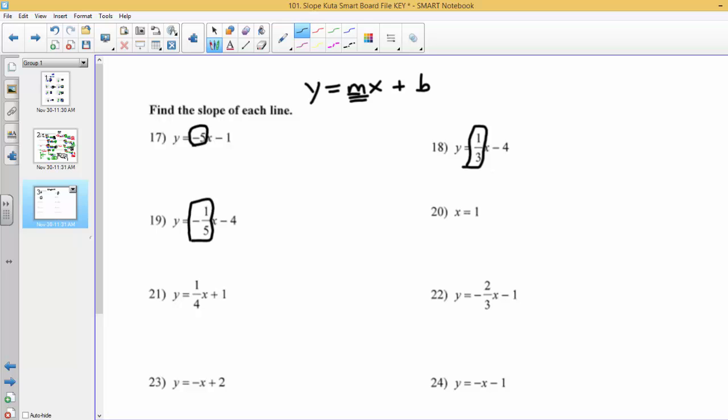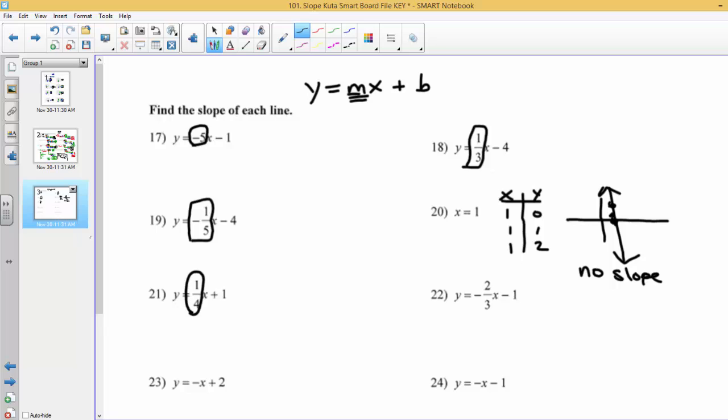These are your answers. Ooh, x equals 1. So what that means is that x is always 1. Y can be anything: 0, 1, 2, doesn't matter. If you look at a graph of that, over 1 up 0, over 1 up 1, over 1 up 2, it's another vertical line. So this is a no slope. Slope does not exist.